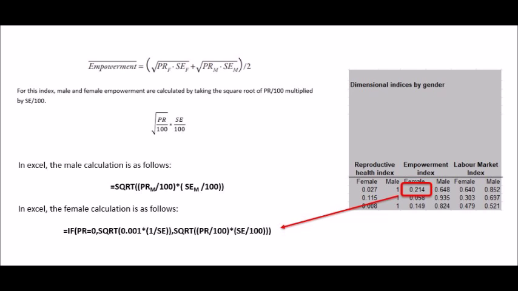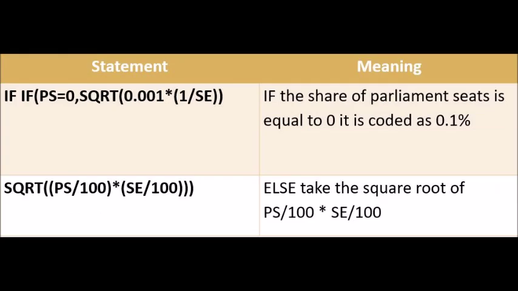Let's look at our diagram again to break down this if statement so that we know exactly what we're calculating here. Again, we can go through each of these if statements one by one. Luckily for the female empowerment index, there's only 2 statements to go through. So the first statement says, if the share of parliament seats is equal to 0, then we write 0.1. And then we take the square root of 0.001 multiplied by 1 over the secondary educational attainment.